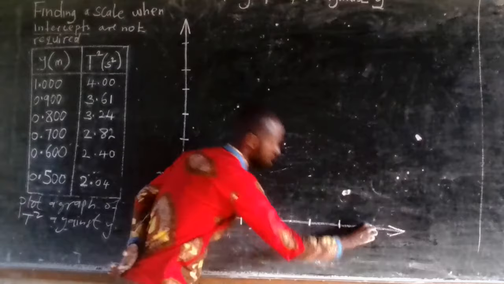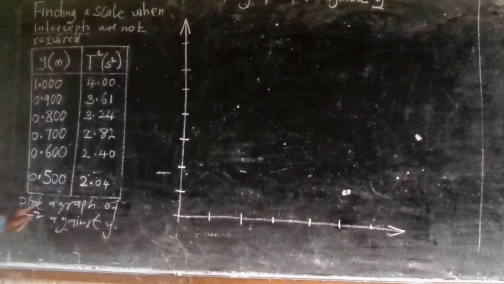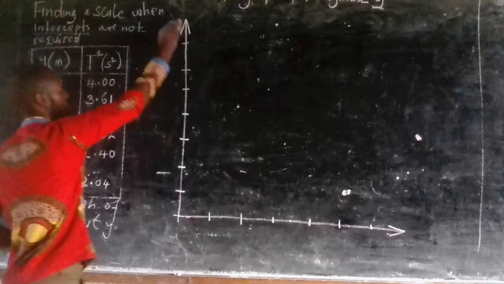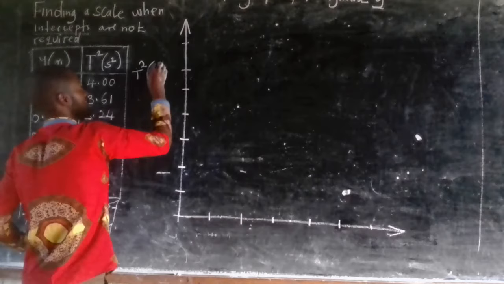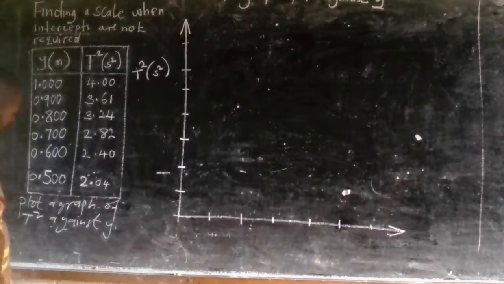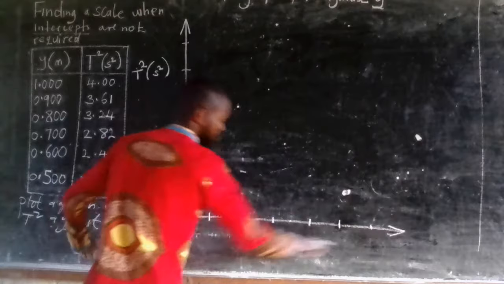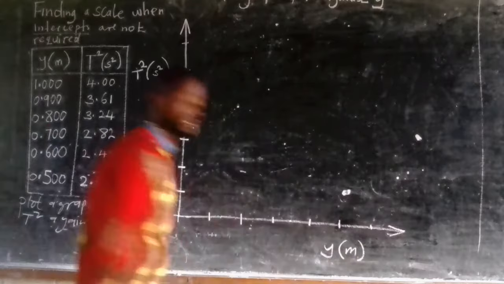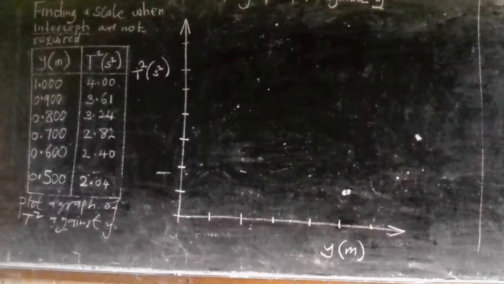Then, the question is here, they say, plot a graph of t squared. The first to be mentioned, that quantity must be on this vertical axis, so it will be t squared, but in this case, you put even the unit. So, you write the quantity and its unit on this axis. Then they are saying against y. It means the last to be mentioned is y, therefore it will be here on horizontal axis. You put it also with its unit. This is how we mark our axis.